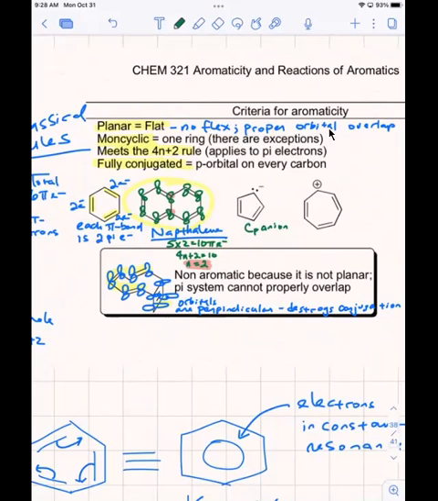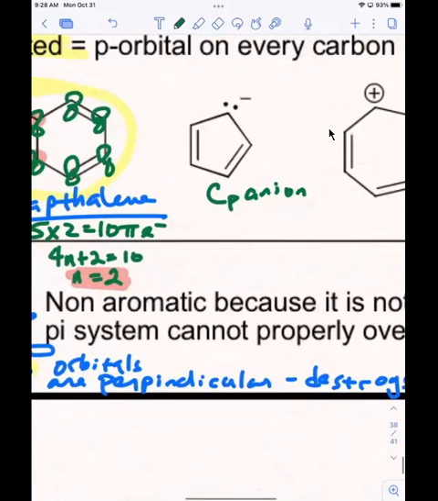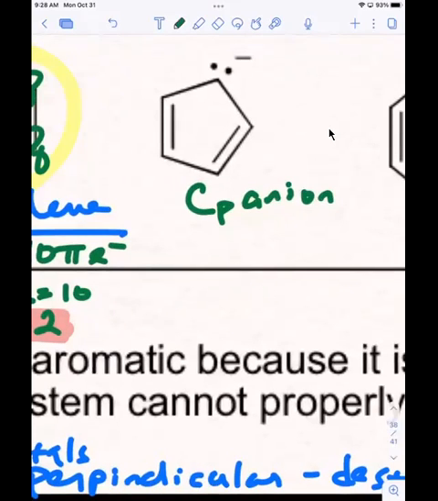Anybody? Is it fully conjugated or not? In other words, is there a p orbital on every carbon? It's not fully conjugated. Okay, all right, let's put the p orbitals in. So we know that we got p orbitals here, right? Is that right? Yeah.